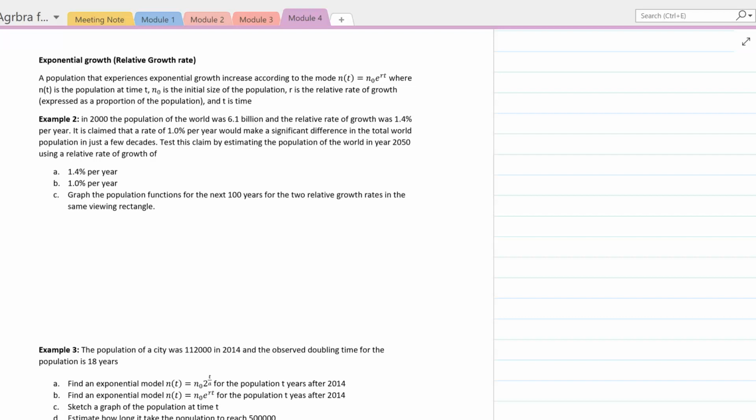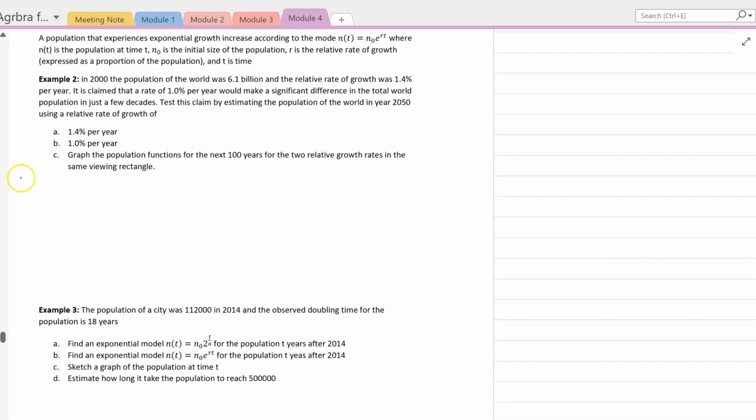In 2000, the population of the world was 6.1 billion, and the relative rate of growth was 1.4% per year. It is claimed that a rate of 1% per year would make a significant difference in the total world population in the fifth decade. Test this claim by estimating the population of the world in the year 2050 using the relative rate of growth of 1.4% per year and 1% per year.